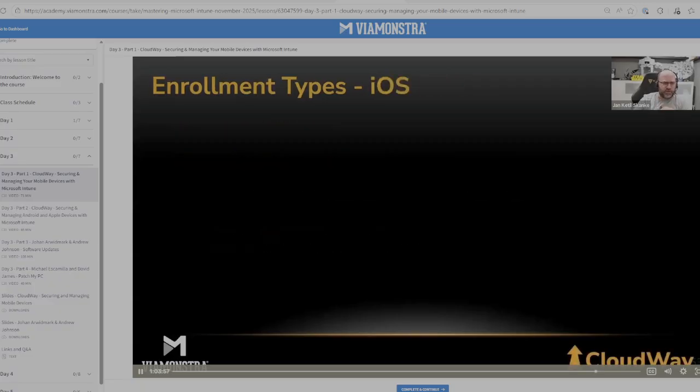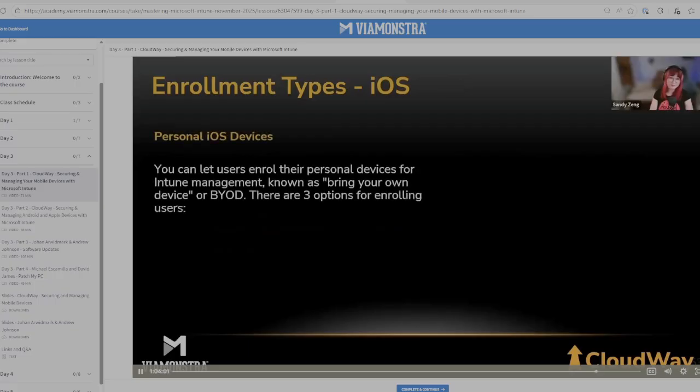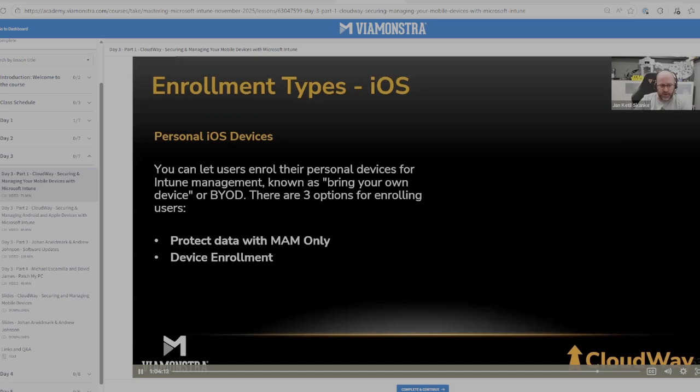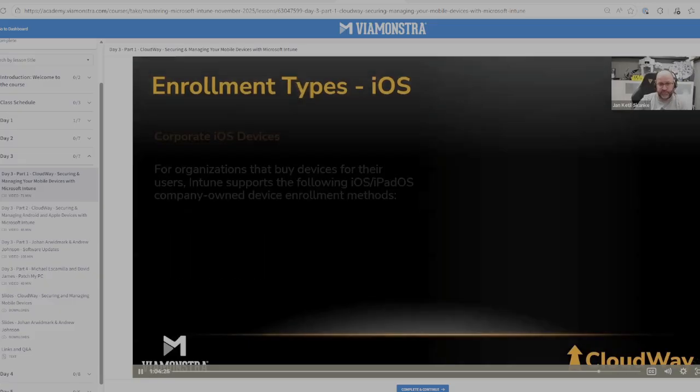That was quick. Enrollment types for iOS. We have personal iOS devices. Here we can also have 3 different options for personal device enrollment. One is, again, protect data with MAM only. We can do device enrollment, which allows the end user to enroll the device for being fully managed, but not supervised. And then we have the user enrollment, which we'll also talk more into details about later.